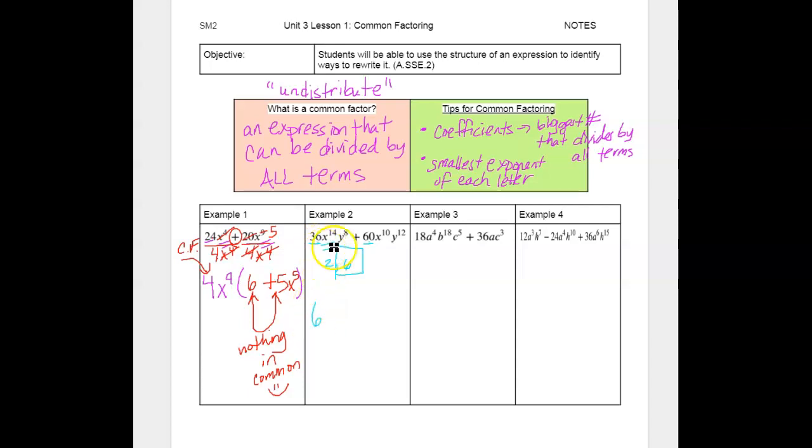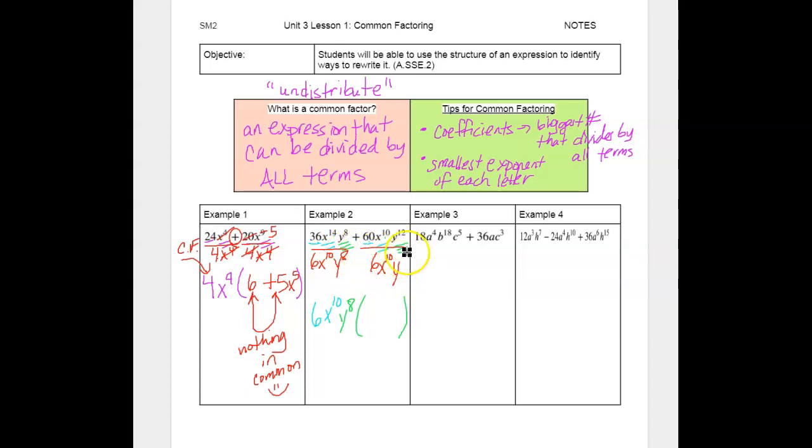Then we're going to look at the x's. So I've got 14 x's and 10 x's, so it's always going to be the smaller number. And then we want to look at the y's. So I've got 8 and 12. So we want 8 of them. All right. And until you get used to it, you can go ahead and just write these. I'm going to erase so this looks a little nicer. All right. So I've got 6x^10y^8.